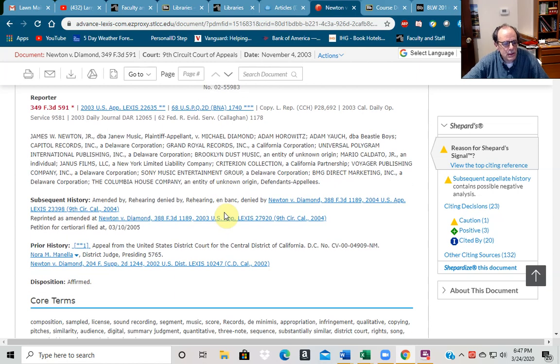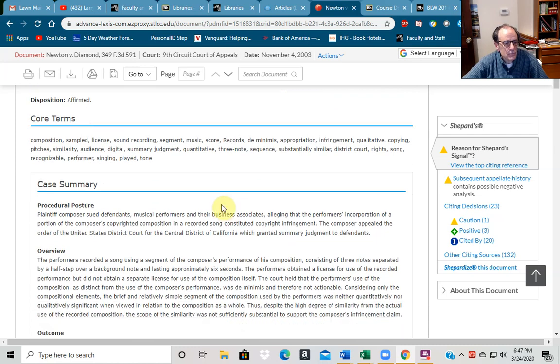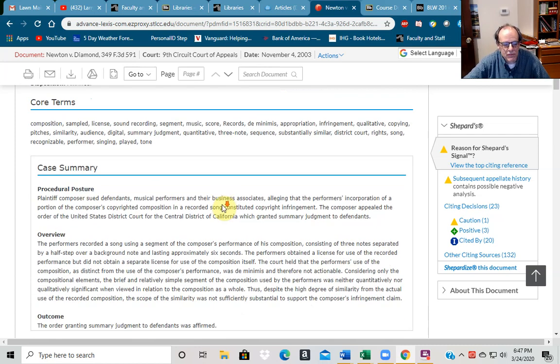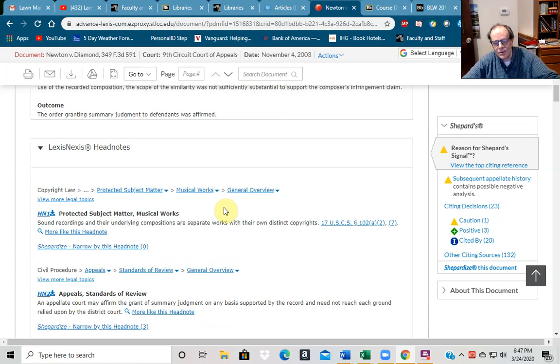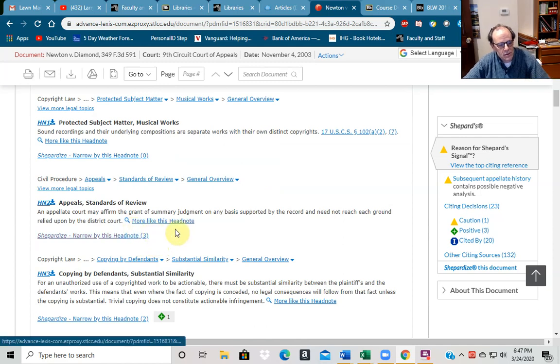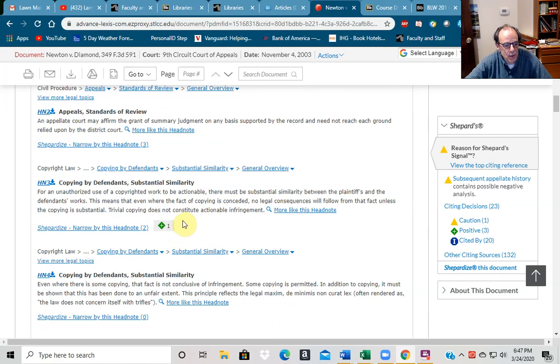But when you're looking at this, one of the things you can look for, if you're looking for issues, oddly, the head notes kind of point to them. They're like protected subject matter, musical works. Well, it sounds to me like this is probably a copyright matter. Another one is appeals, standard of review. That's an issue. When may the court affirm a judgment below? Here is a summary judgment. And you might even want to, in this case, describe summary judgment.